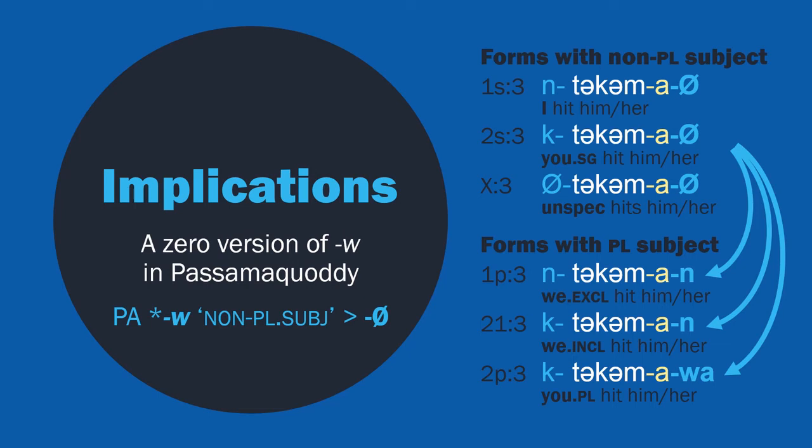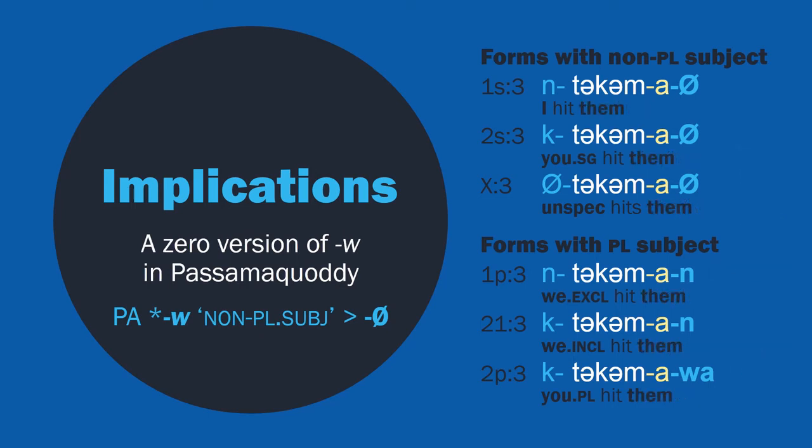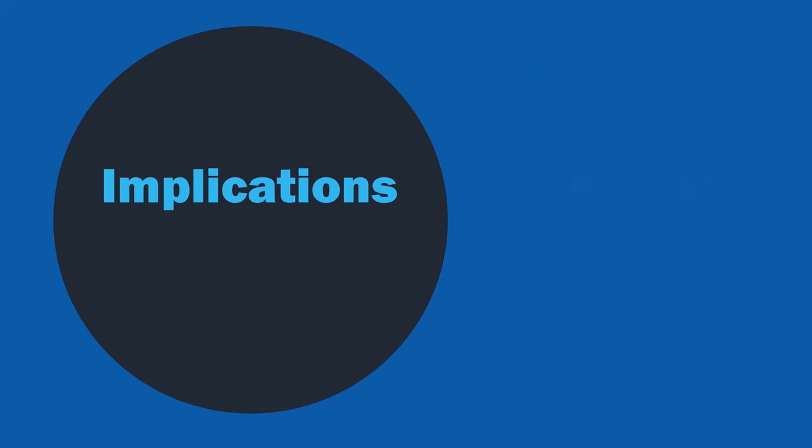The non-plural subject suffix is truly 0 in Passamaquoddy. Even if we make the object plural, which adds a word-final peripheral suffix, the non-plural subject suffix is still 0, so there doesn't seem to be an underlying W lying around at all. Things get a bit more complicated if we look at Ojibwe and Miami-Illinois.